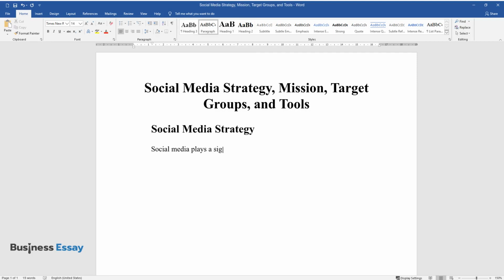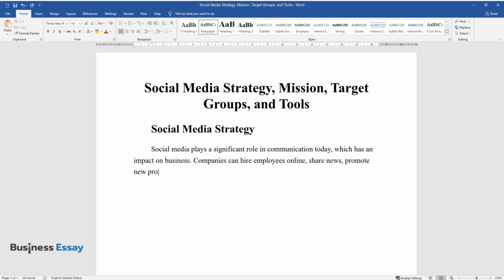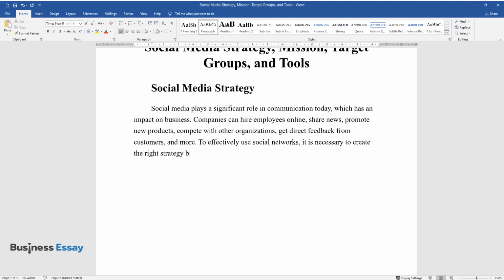Social media plays a significant role in communication today, which has an impact on business. Companies can hire employees online, share news, promote new products, compete with other organizations, get direct feedback from customers, and more. To effectively use social networks, it is necessary to create the right strategy based on the company's purpose.